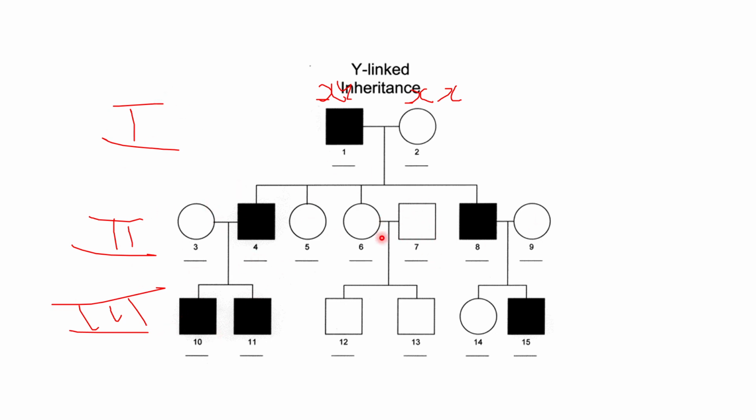Number 7 isn't affected, which means that none of the offspring will be affected, because they don't have a chance of getting the trait, since it can't come from the mother, nor the father.